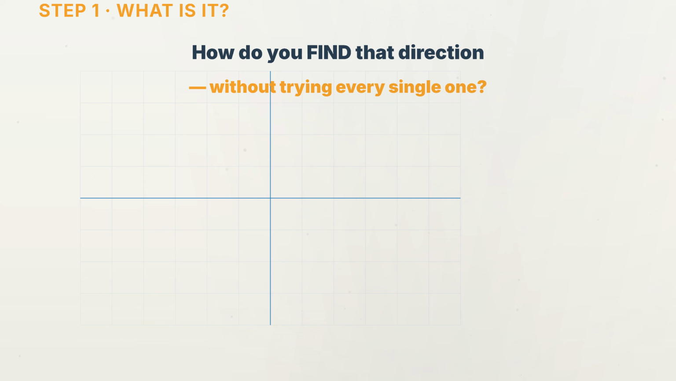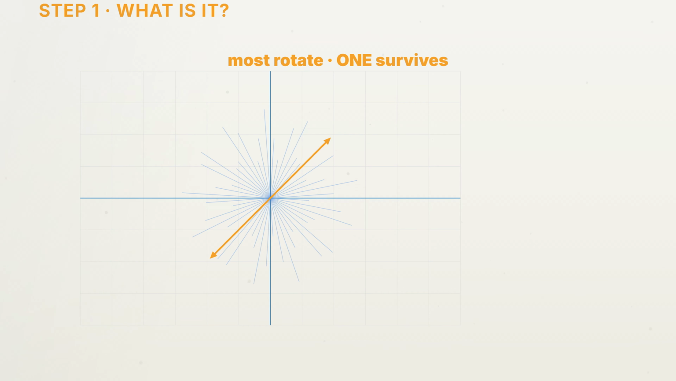And here's where people mess up. How do you find that direction without trying every single one? There's an equation for that, don't worry. But first you need the full picture. Every vector all at once. Most vectors rotate, 1 survives. Hold on to that contrast because now we zoom out and watch every single vector at once.